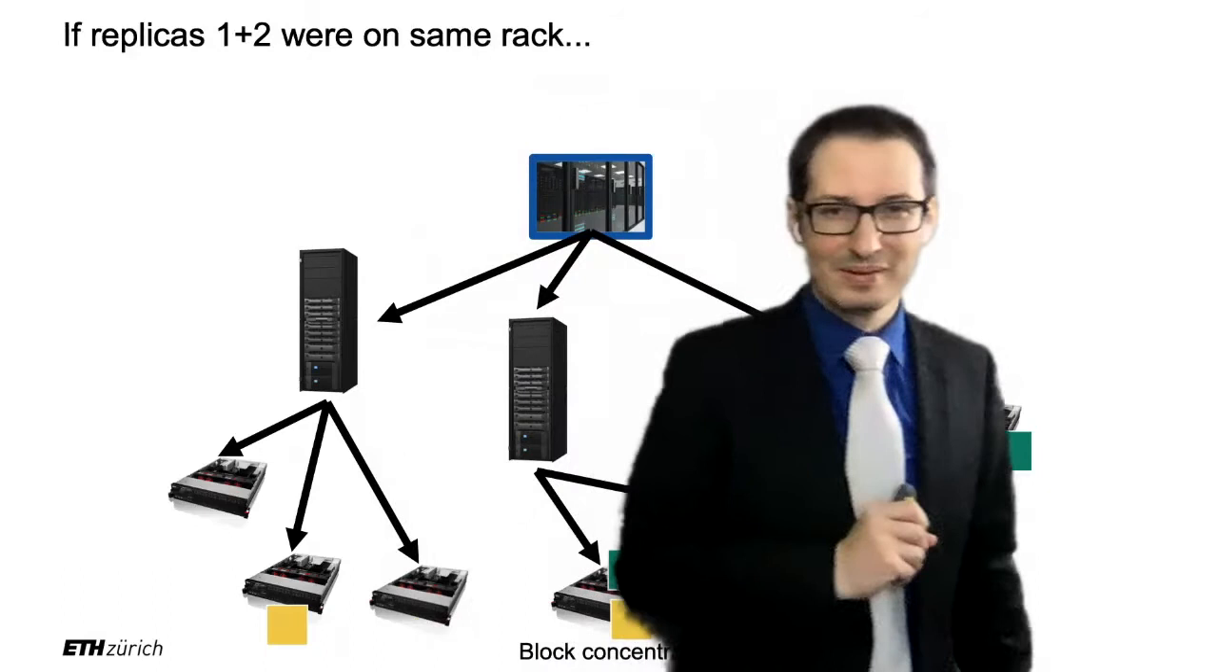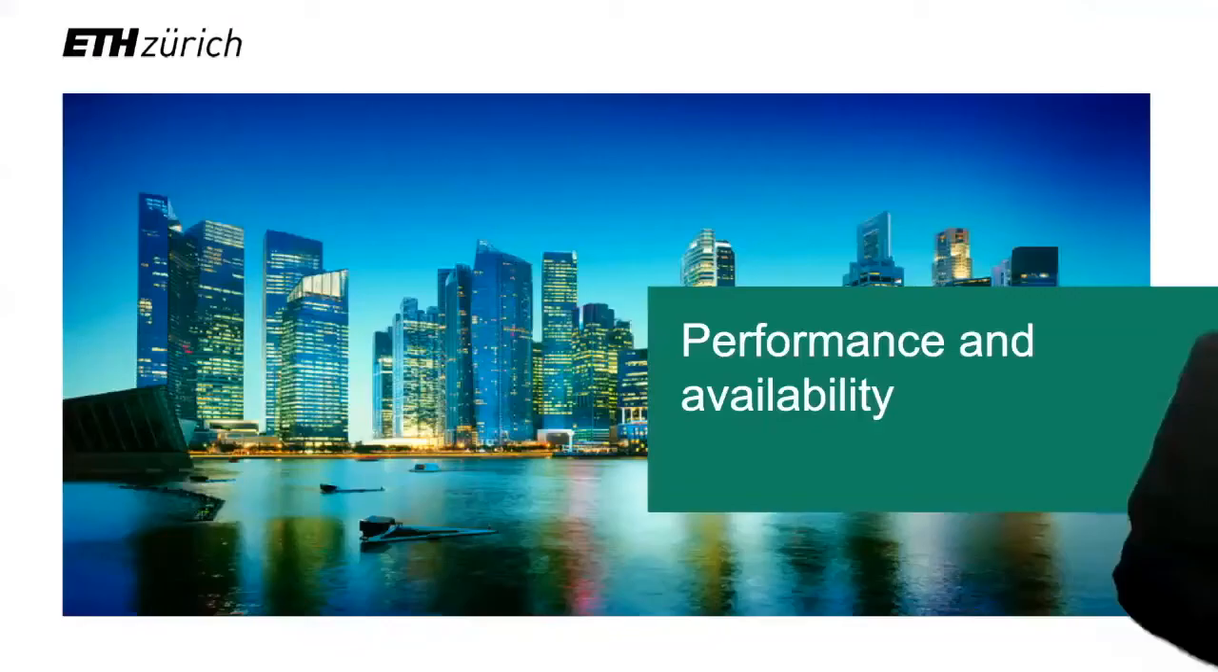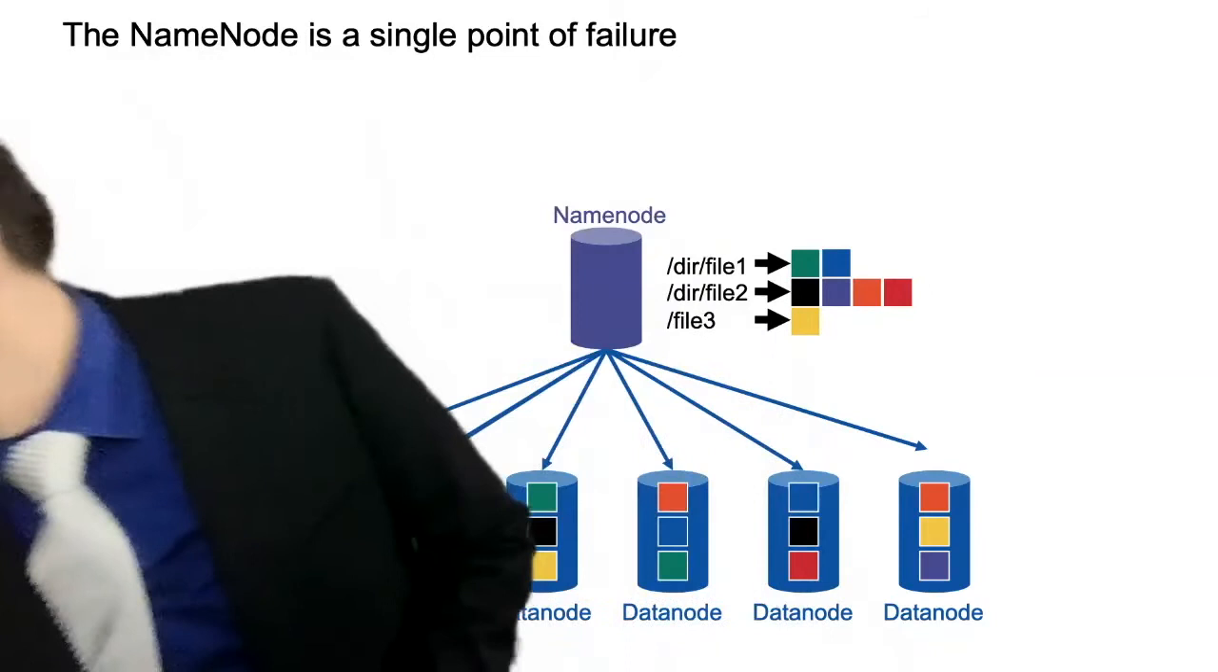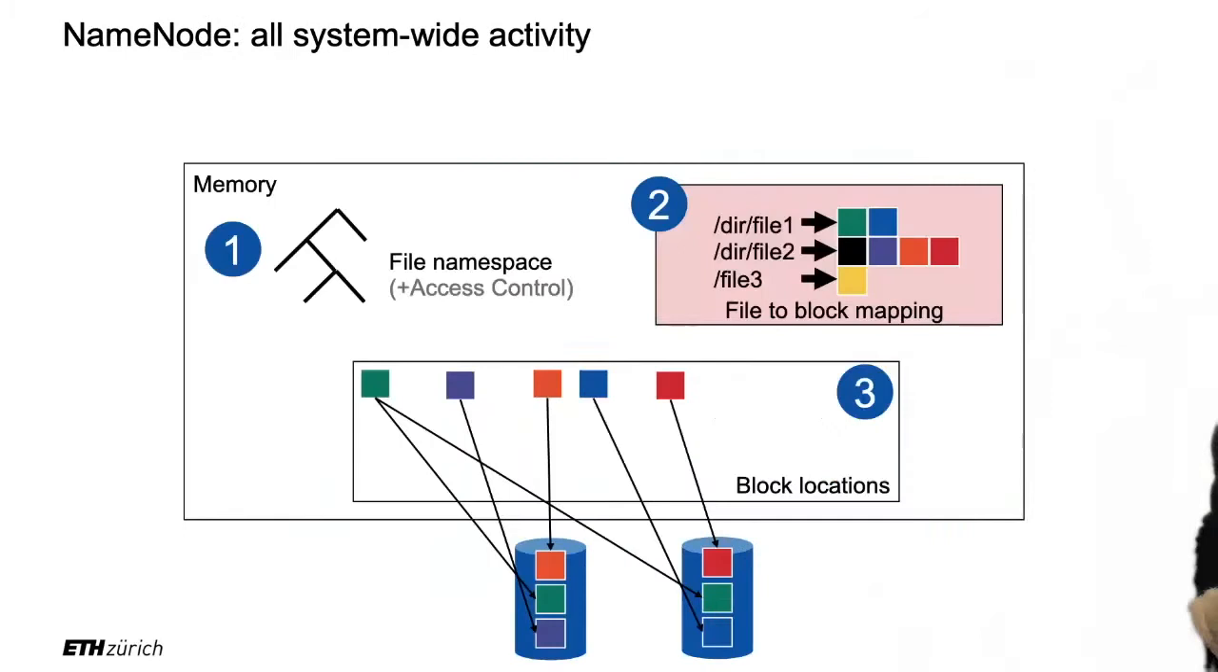There are no further questions. All right, perfect. So let me then move on to the other question you had yesterday, which is what happens if the name node fails. So here it is. It's a single point of failure. What if it fails? Well, if it fails, we lose all of that, right? So this is lost. All of that we had here, and of course we can no longer access the data.